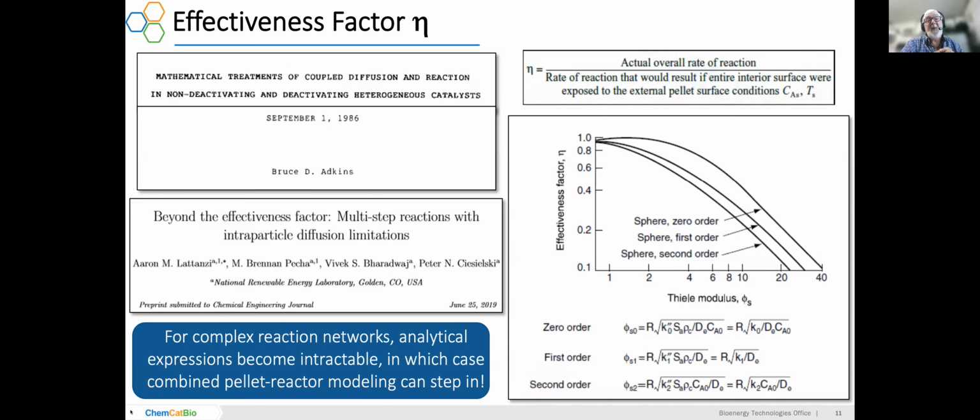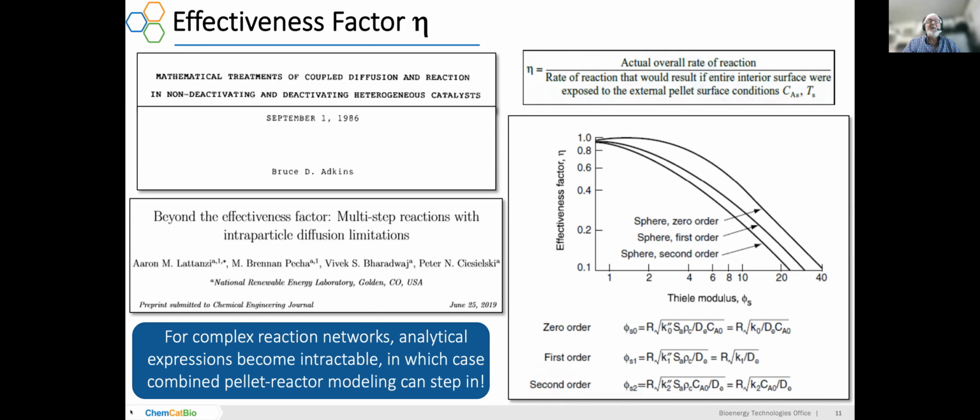Here's a paper I'm showing right below that was authored by some of my colleagues at NREL, which is a very innovative paper where they actually use some very advanced mathematics to look at multi-step reactions and develop something called the multi-step effectiveness vector. So it's by no means a dead subject, but it is important to know the more complicated we get, the more difficult it is to derive analytical expressions, and that's where the combined pellet reactor modeling steps in and really takes over at that point.